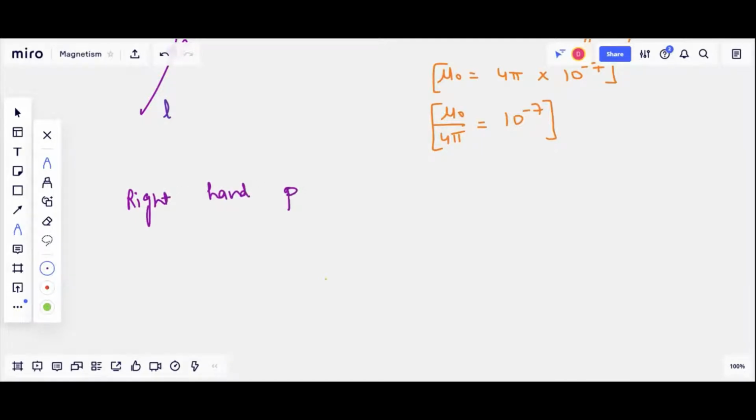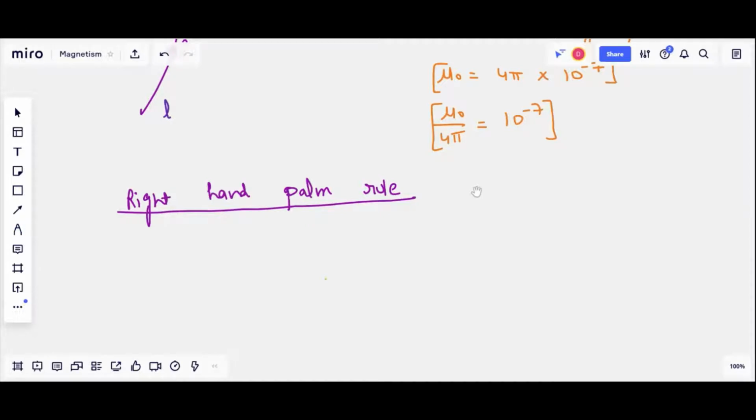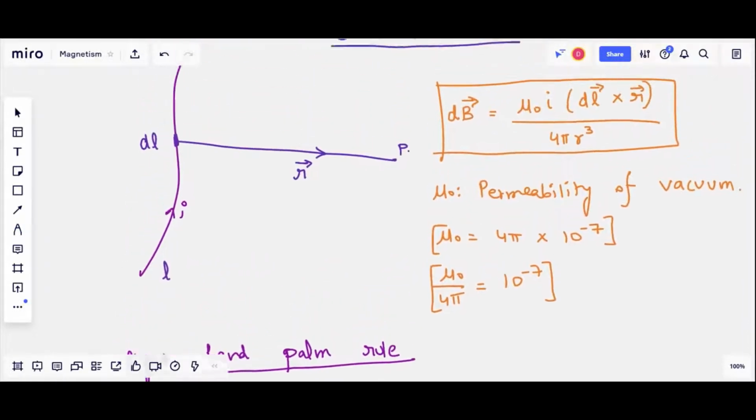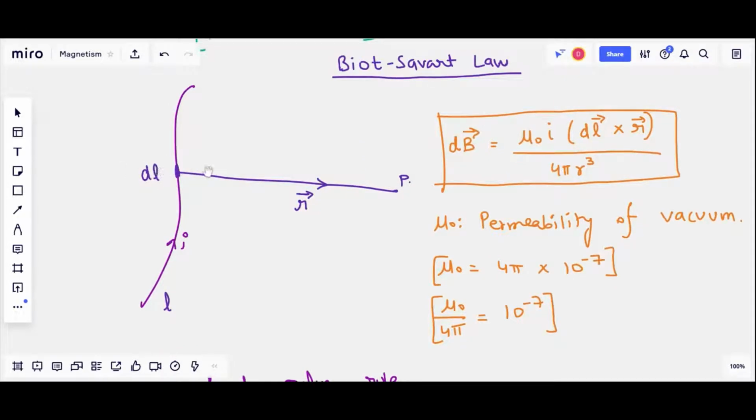So the right hand palm rule says that you take your right hand, you stretch it in such a way that your thumb is pointing towards the current, or let's say the elemental wire, and your fingers are pointing towards the direction vector r. So in this case, if we place a right hand over here, then our thumb will come over here, and definitely our fingers are going to come here. So the push, which will be in the direction of the palm, the palm is definitely into the paper, so that will give the direction of the magnetic field.